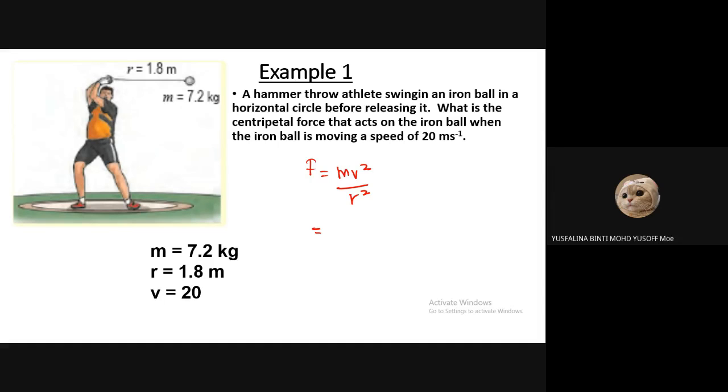Sums got 160. Okay, so let's see. So the answer should be 1,600. How come you get 160? The notes are not clear, or it means the diagram for the radius and the mass. Radius, oh, okay. This is 1.8. All right. Okay.